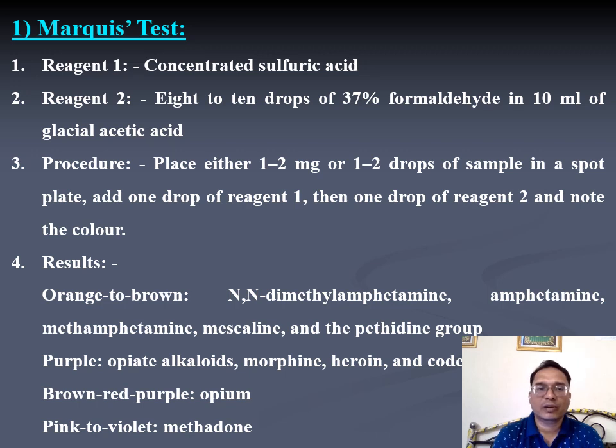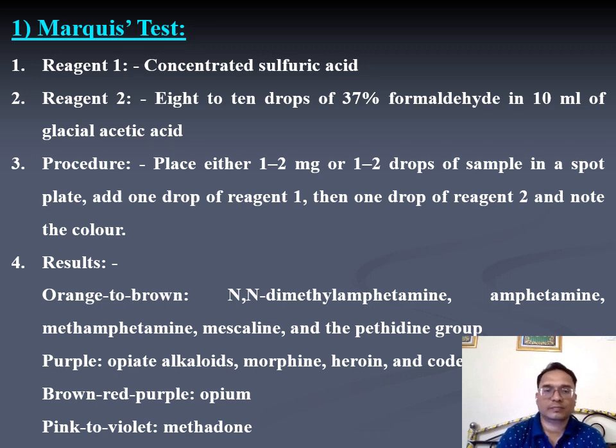As soon as we mix, we will note down the color. If an orange to brown color is produced in the spot plate, it will indicate the presence of N,N-dimethylamphetamine, amphetamine, methamphetamine, mescaline, and the threading group. Similarly, if we get purple color, it indicates the presence of opioids, morphine, heroin, and codeine. For opium, generally the brown to red color or purple color is obtained, and if methadone is present, it will give pink to violet color.